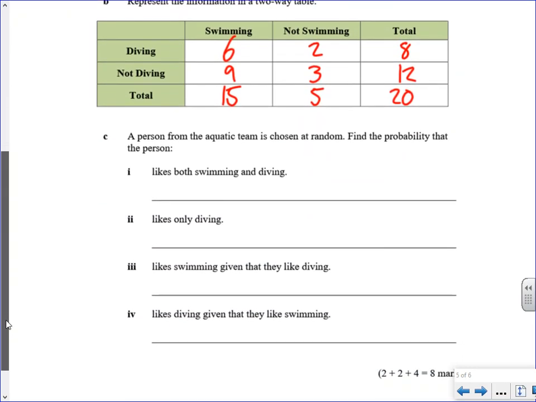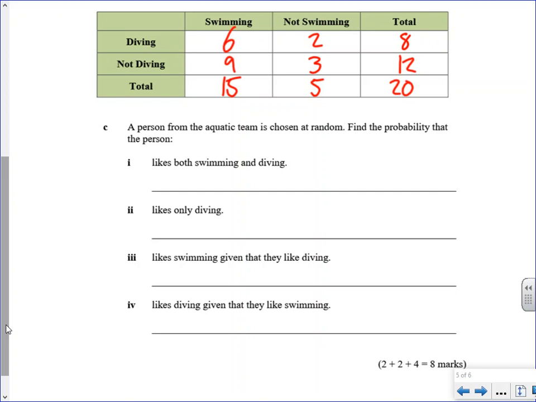Now that we have each of these numbers, we can go ahead and do some more probabilities. A person from the aquatic team is chosen at random. This means we're choosing out of 20. Find the probability that a person likes both swimming and diving. That means they like both, so it's just going to be straight up 6 over 20, which simplifies to 3 over 10.